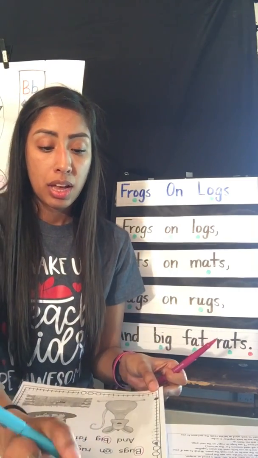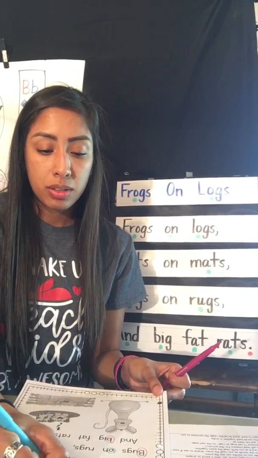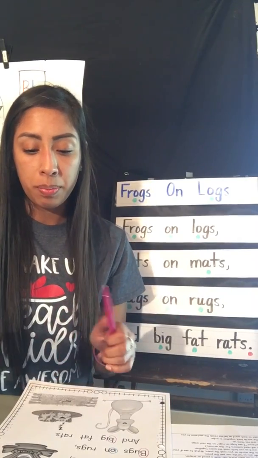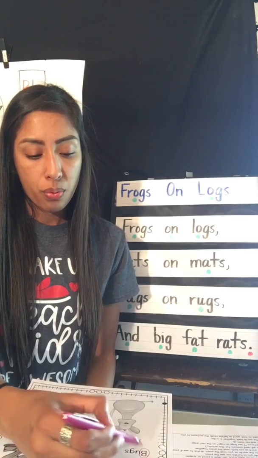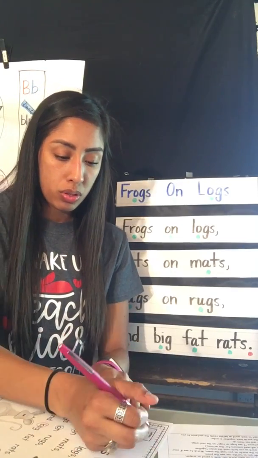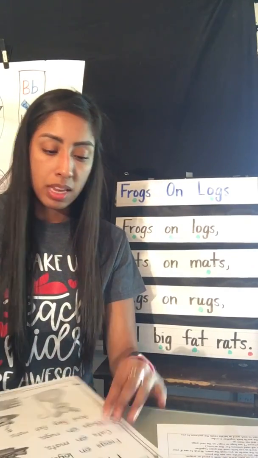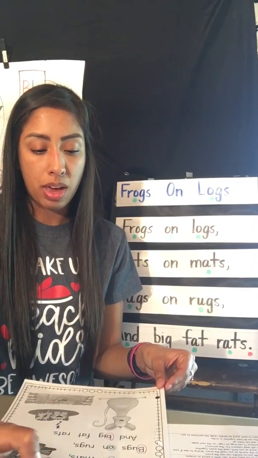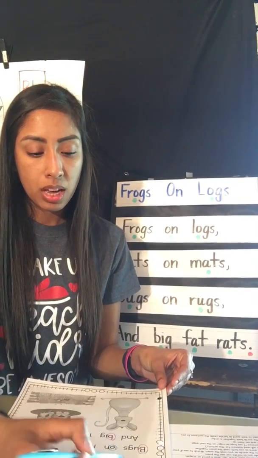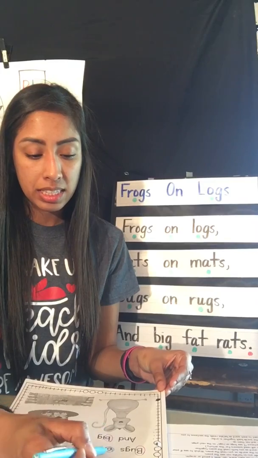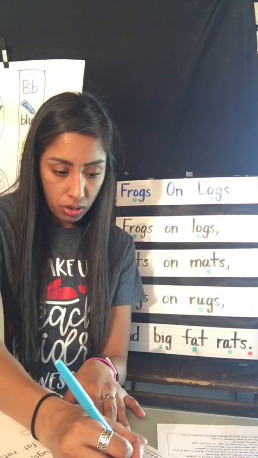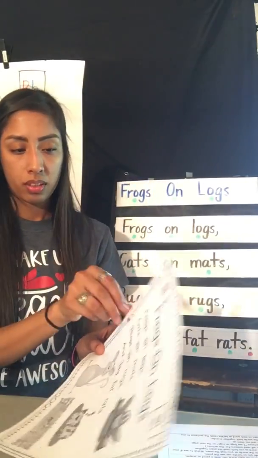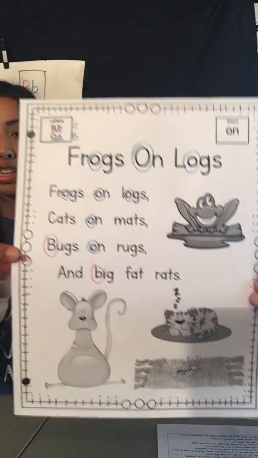And just to add in some math on there, I would say, hey, can you tell me how many B's we have in our poem? So let me see. We have 1, 2, 2 B's. Let's count how many O's we have. We have 1, 2, 3, 4, 5, 6, 7, 8. We have 8 O's. So at the end, it should look like this.